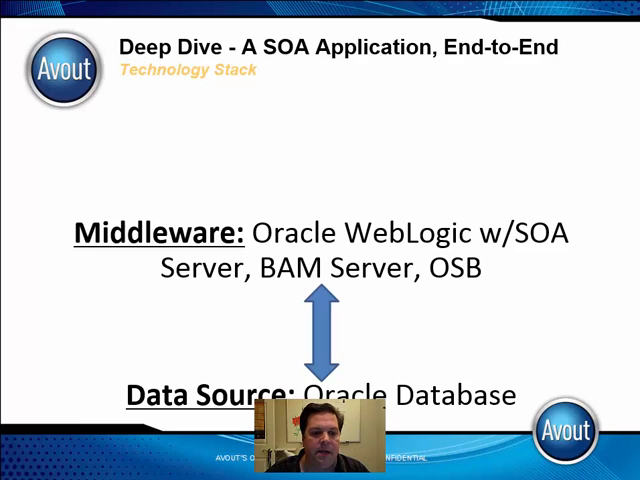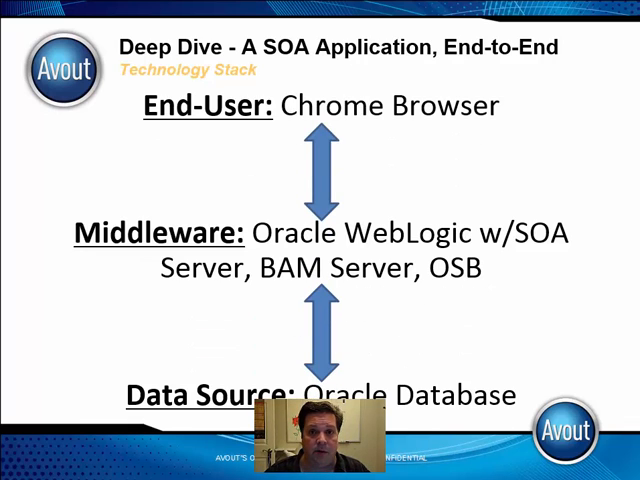In this example, we're going to be using the SOA server that comes along with Oracle WebLogic, the BAM server. We're going to be using Oracle Service Bus to do our different examples and tutorials that go along with this. And the client is going to be any user running any kind of device that uses some kind of browser to access our information. For this series of examples, I'm going to be using the Chrome browser.